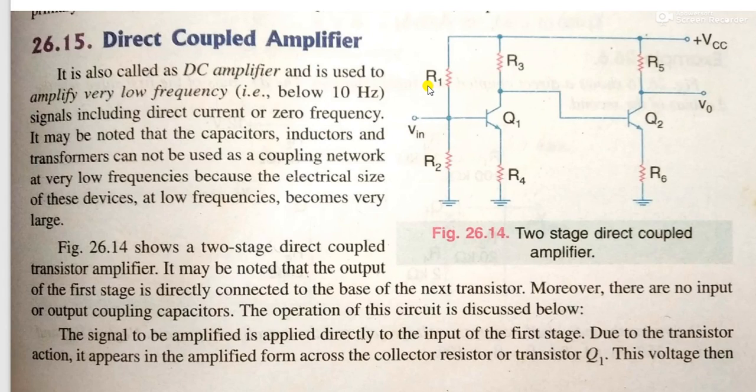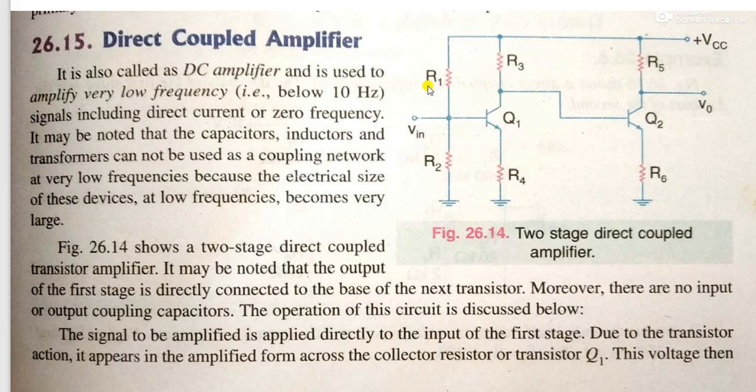Namaskaram. Last lecture we have seen the RC coupled amplifier, in which the flat response is achieved between 50 Hz to 20 kilohertz only. Below and above that range there is a high frequency roll off. But in case of a direct coupled amplifier, it is also called a DC amplifier.